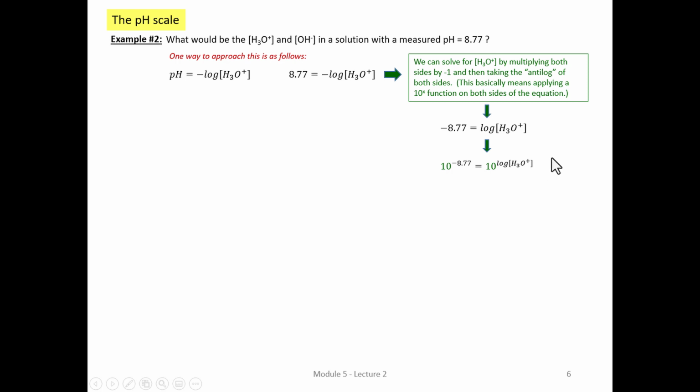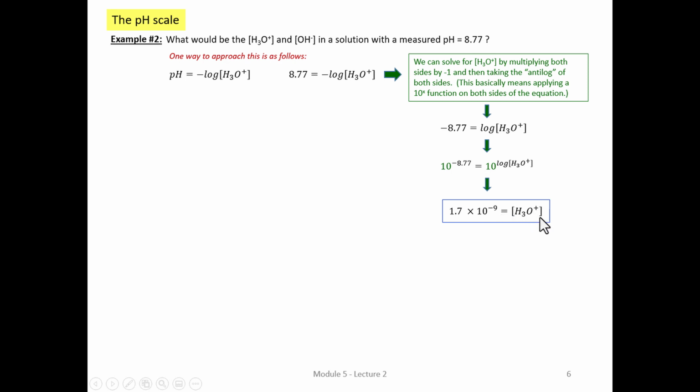Well, we can figure out what 10 to the minus 8.77 power is by just using a calculator. And you find out that it's equal to 1.7 times 10 to the minus 9. Well, what about this mess on the right? Well, 10 to the log of the hydronium ion concentration, where the 10 and the log effectively cancel each other, and we're just left with a hydronium ion concentration, which was what we were after. I suppose I should have put molar there, but I didn't. But of course, the brackets here imply molar concentration.